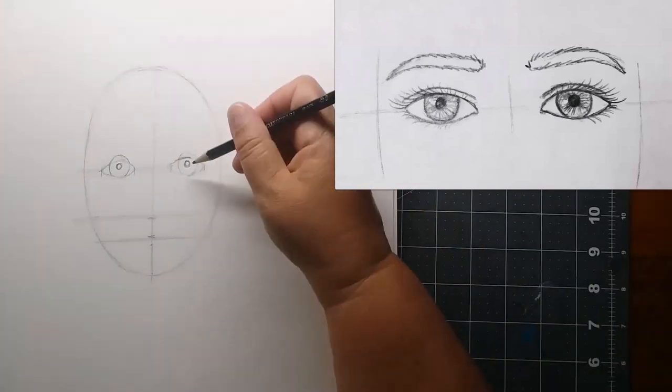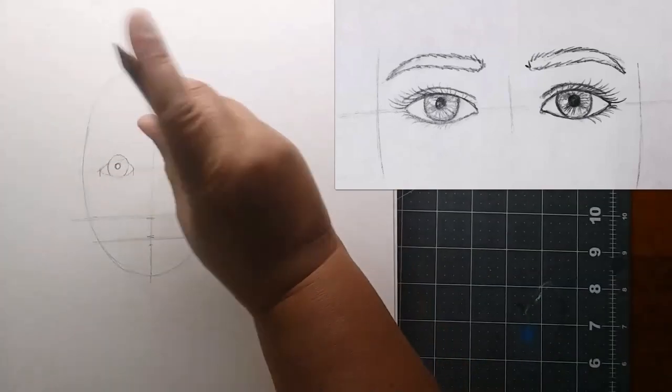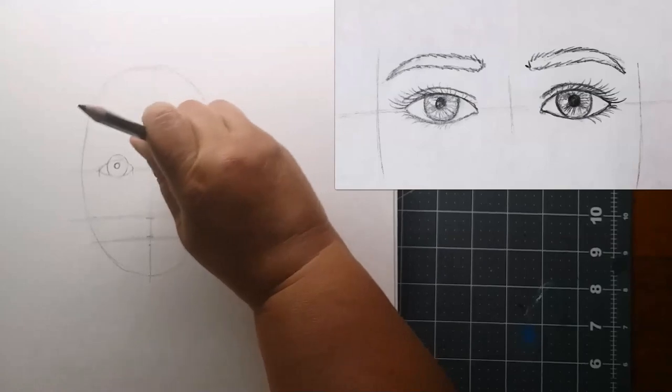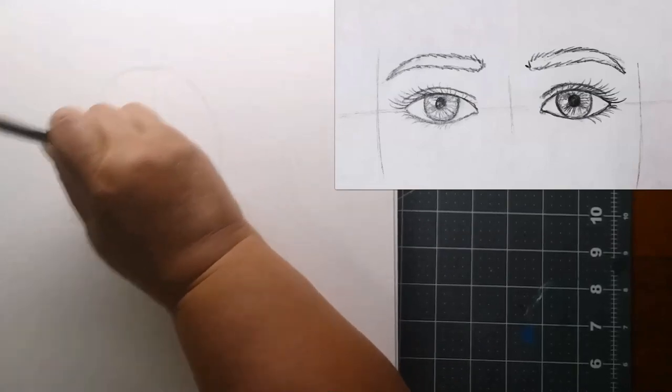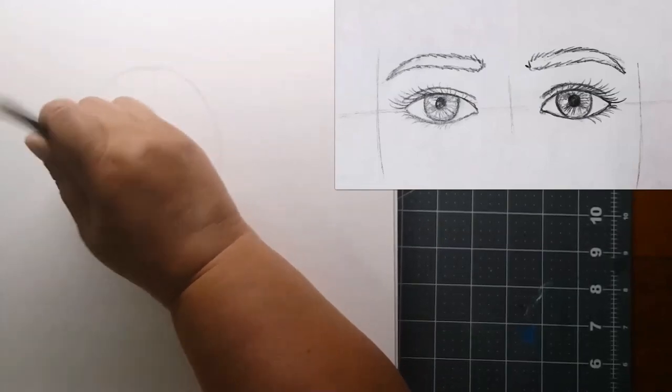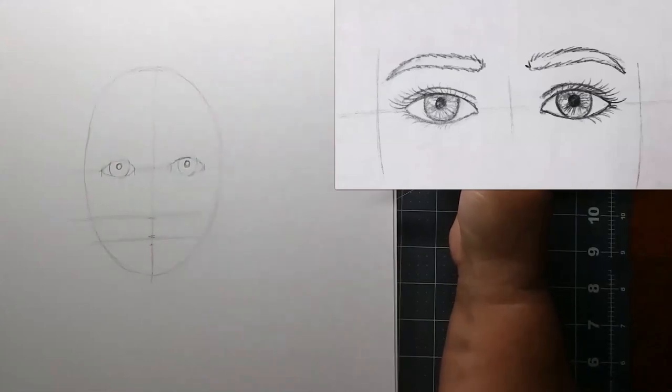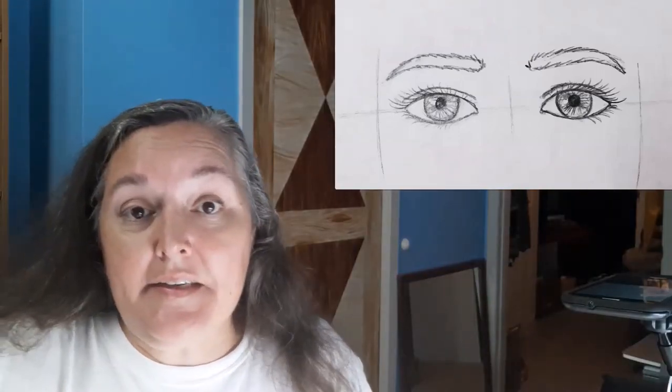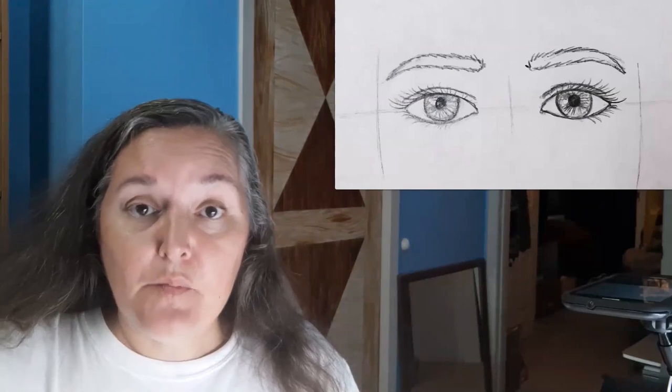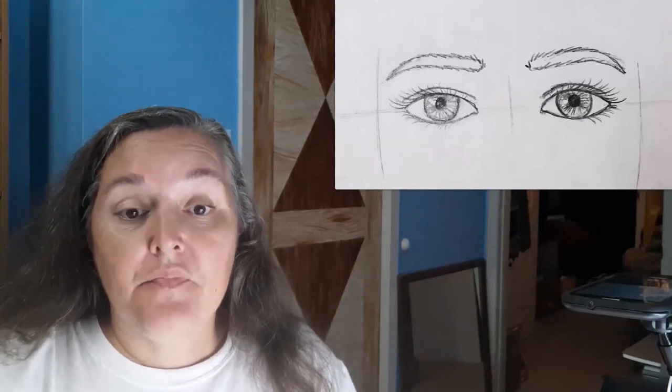Now, once we have our iris and our pupil, you can erase the top of the iris that is peeking out from beyond the eyelid. Now our person can see, but we do still have a few more details on the eye to take care of.